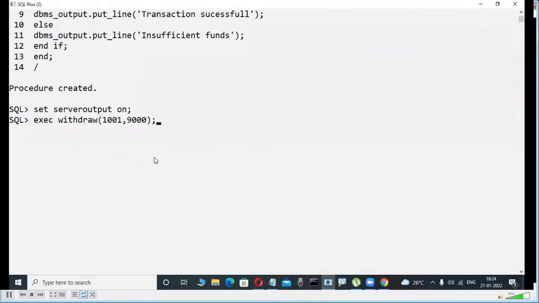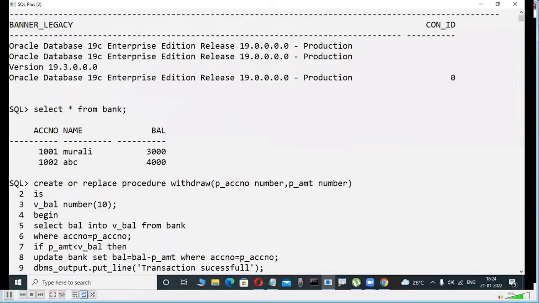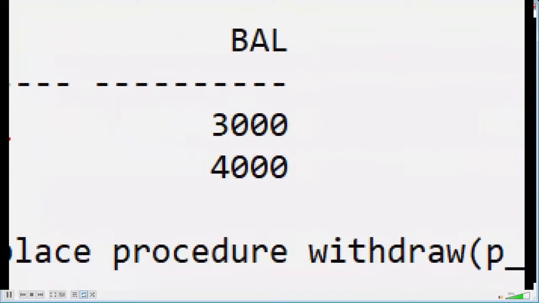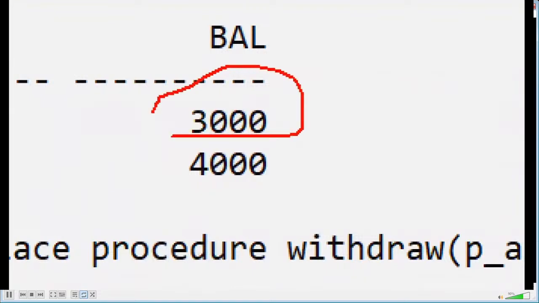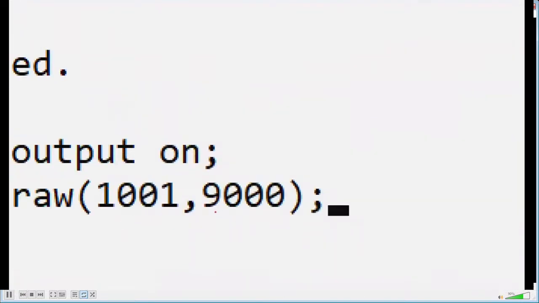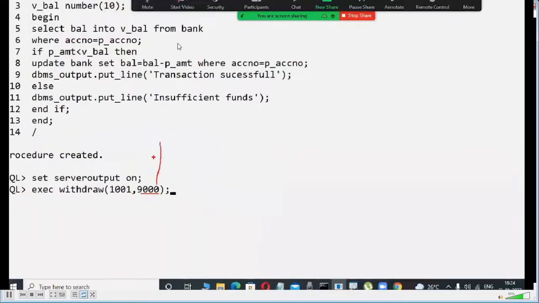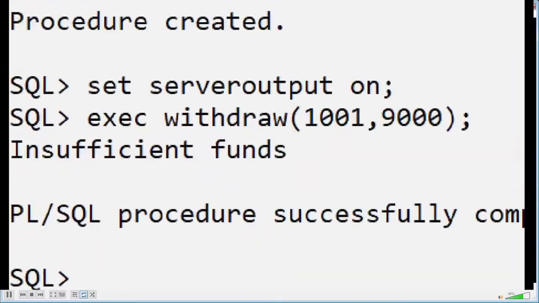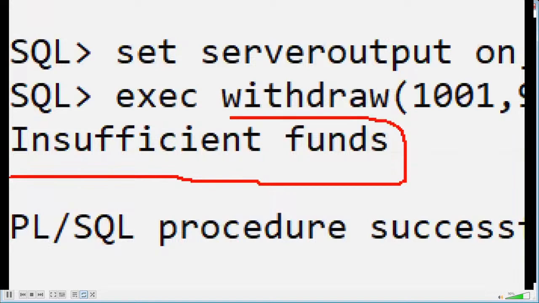Observe here, slowly observe the scenario and logic in this table. 1001 is my account number. Murali is my name. My balance is how much? 3,000. In my table, 3,000 is the current balance. Now, my account number is 1001, but I try to withdraw 9,000, because I'm writing this program. Whenever I try to withdraw 9,000, is it possible? No. So now it will give a message: insufficient funds.